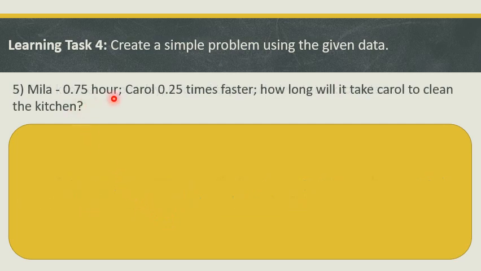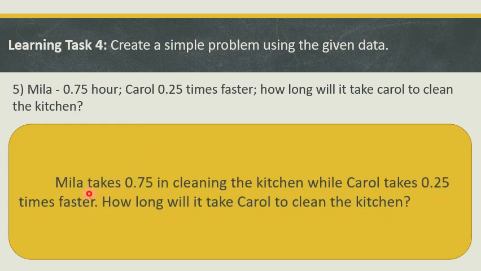Then, number 5. So, ito po yung given. So, ito yung example. Mila takes 7.5 R. So, ito yung may kasamang R sa taas. So, R po ito. Okay, 7.5 R in cleaning the kitchen. While Carol takes 2.5 times faster. How long will it take Carol to clean the kitchen? So, ito yung problem na yon. Okay?